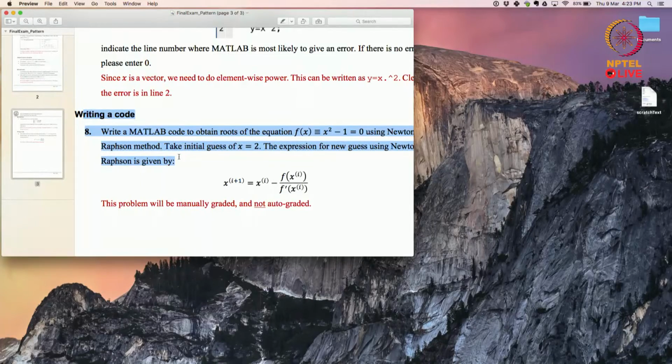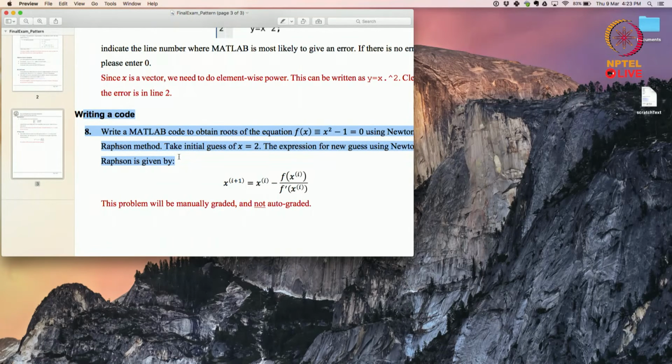For the writing a code problem only, you will be asked to write a code which involves fundas from module 5 or module 6 or module 7 or module 8. Rest of the problems will cover modules 1 through 8. Writing a code, this particular one only will cover modules 5, 6, 7 or 8, the last 4 modules. Okay, so that is about the final exam.